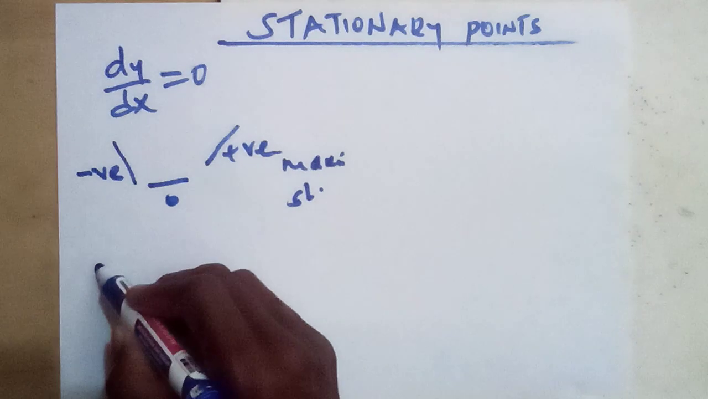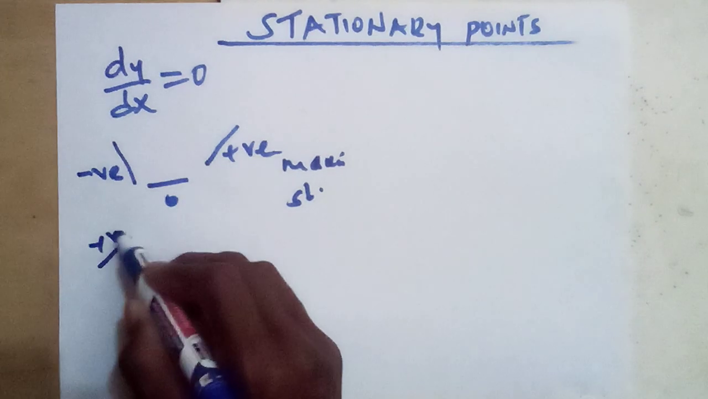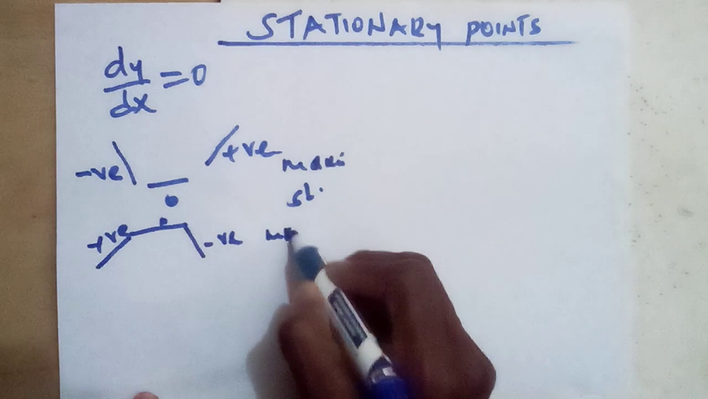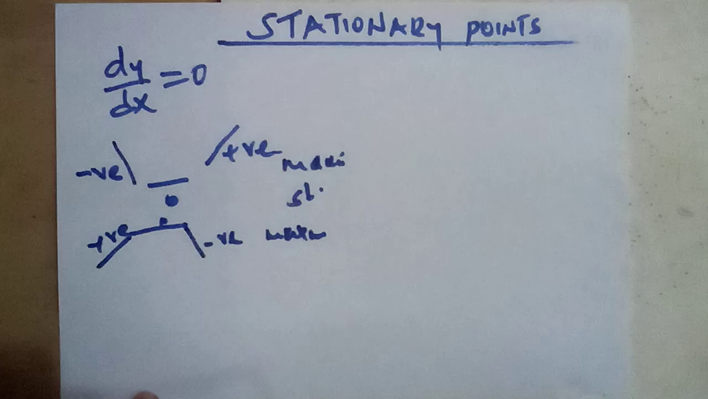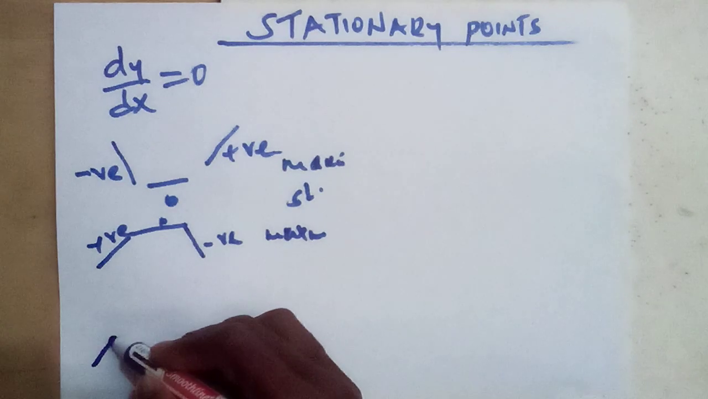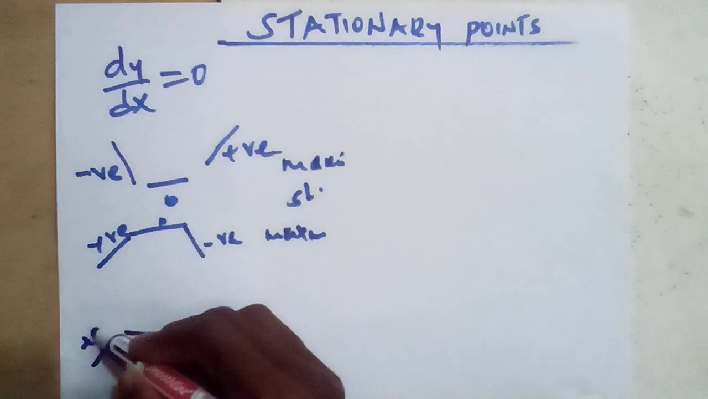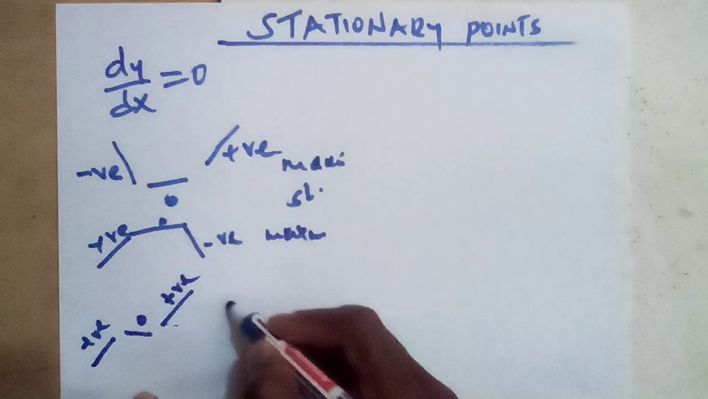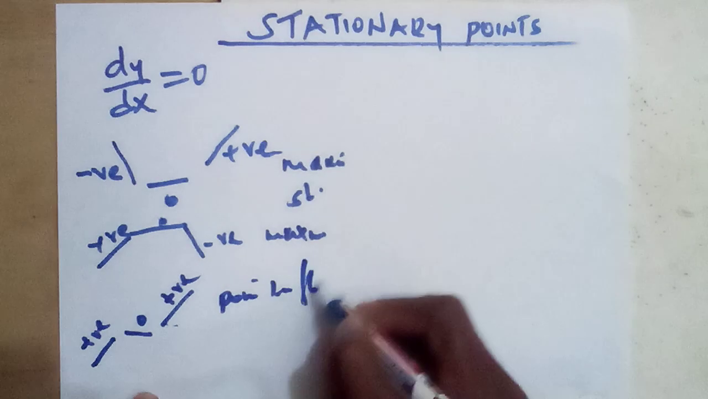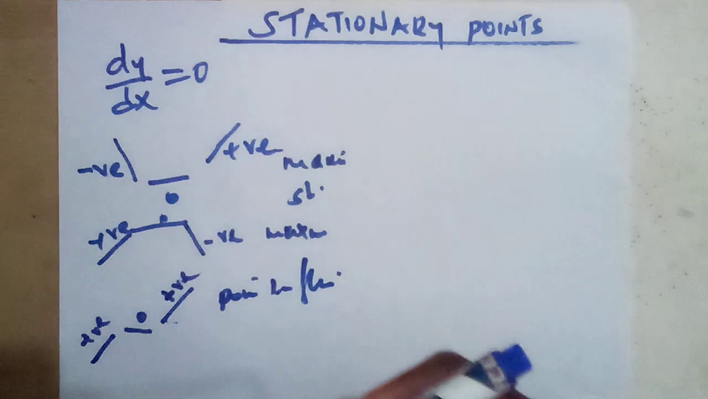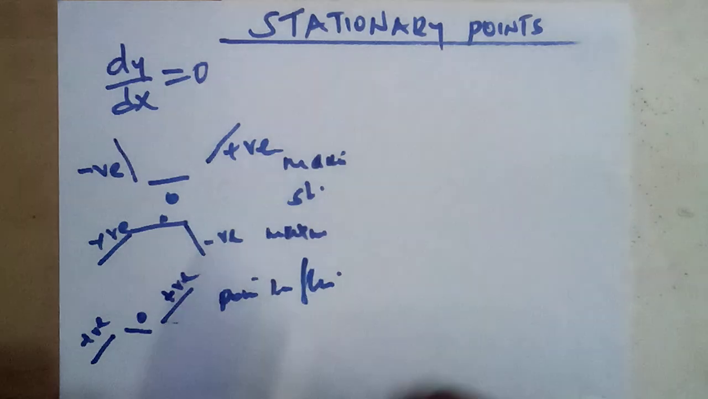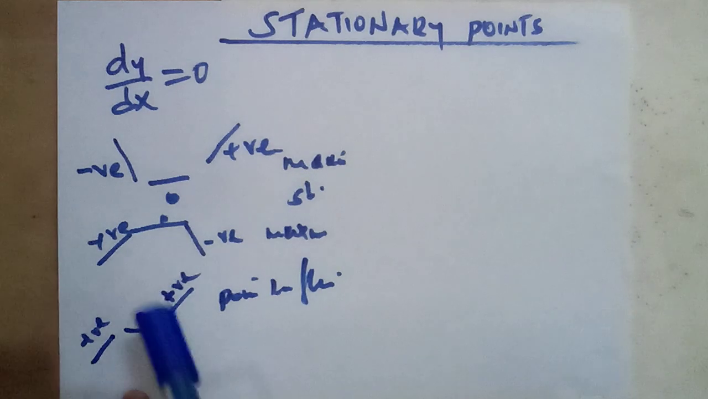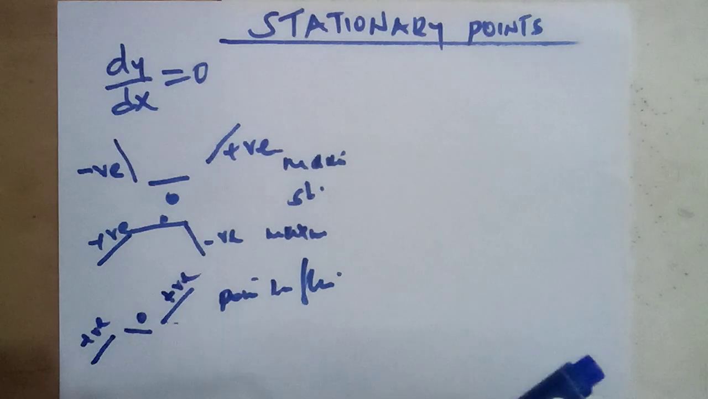Now, if we have another one which is positive on the left, 0, and then negative, then this one is referred to as a maximum turning point. But if we have a positive, a 0, and then a positive again, then this one is referred to as a point of inflection. So these stationary points can be classified as either a minimum point, a maximum point, or what we refer to as a point of inflection.